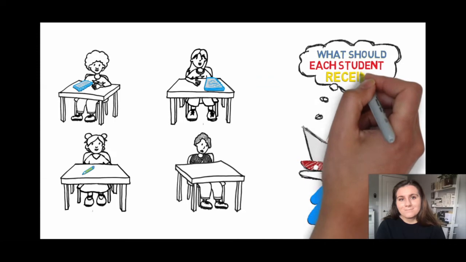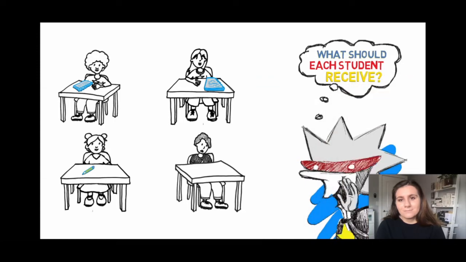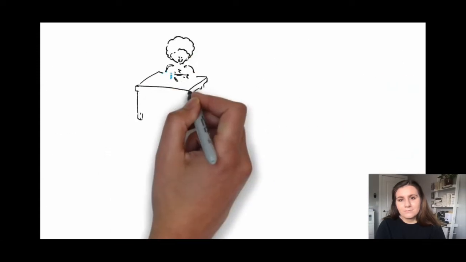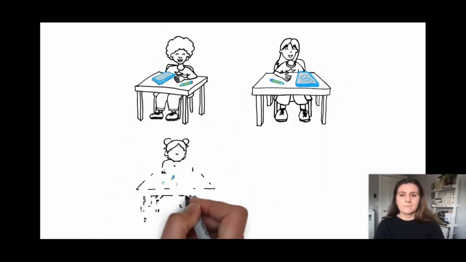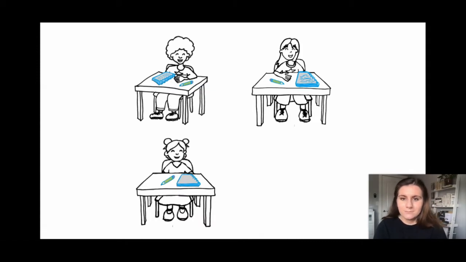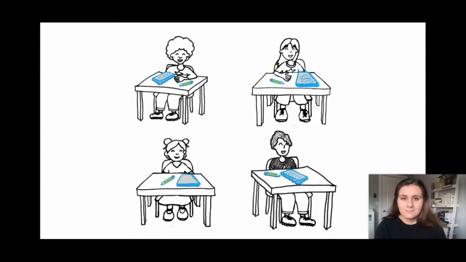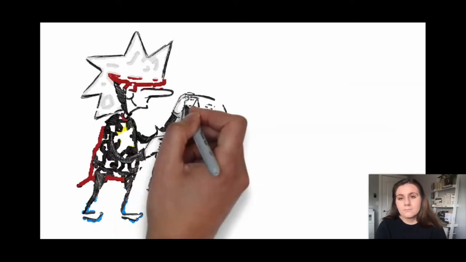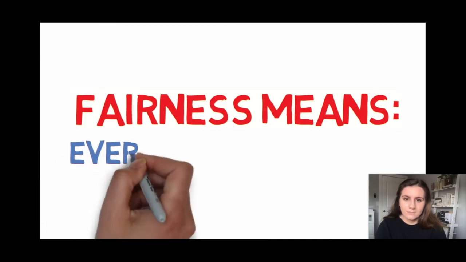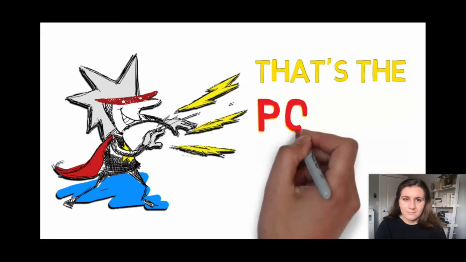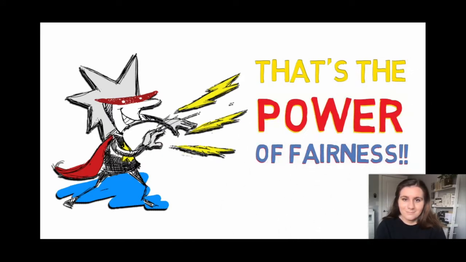In the name of fairness, here's the answer. The first 2 students with a notepad should get a pencil. The third student with a pencil should get a notepad. The 4th student with neither should get both a pencil and a notepad. That's how we work in a fair way. Fairness means doing things in a way that makes everyone feel equal. That's the power of fairness.